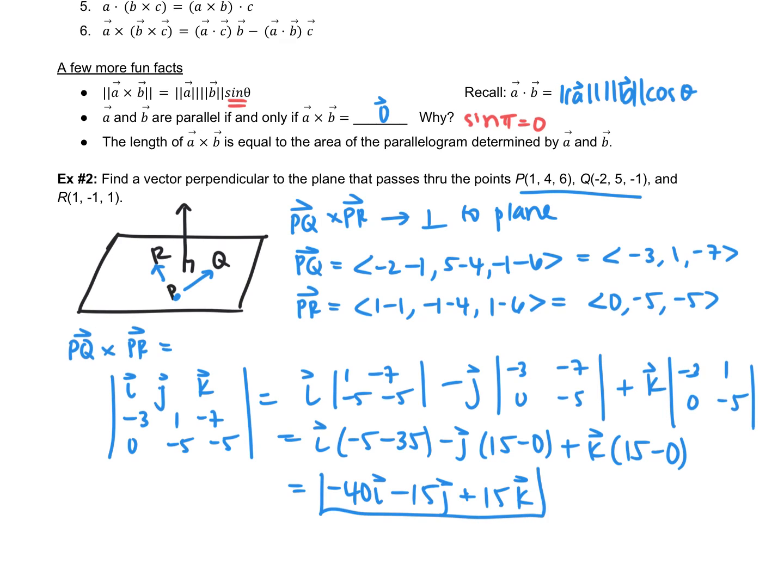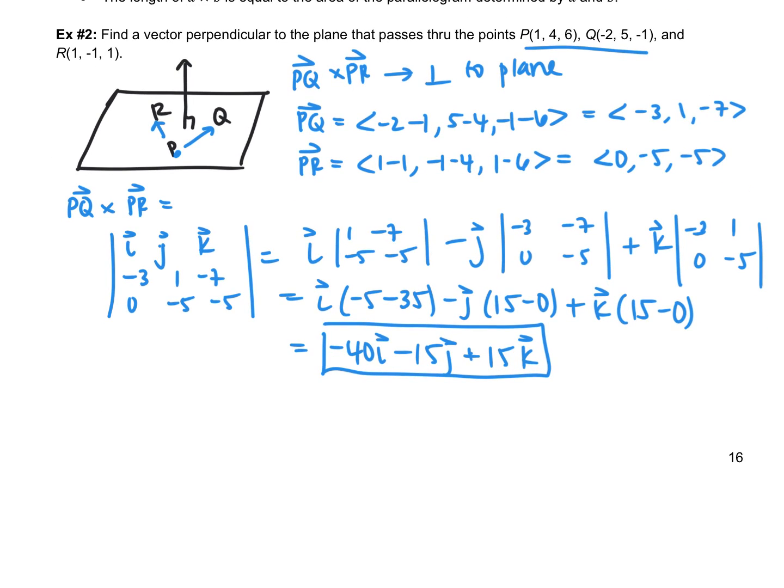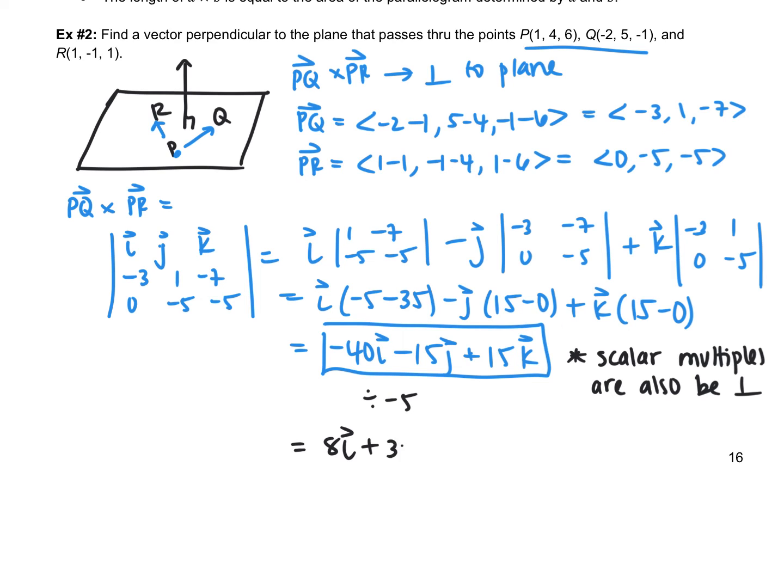Okay, so that is a vector that's perpendicular to the plane. By no stretch is that the only vector that is perpendicular to the plane. Now, remember that scalar multiples of vectors are parallel. So what I can do is find any scalar multiple of this vector, and it will also be perpendicular. So if I divide this by -5, I would get 8I, add 3J, subtract 3K, and that is a vector that is also perpendicular to the plane.